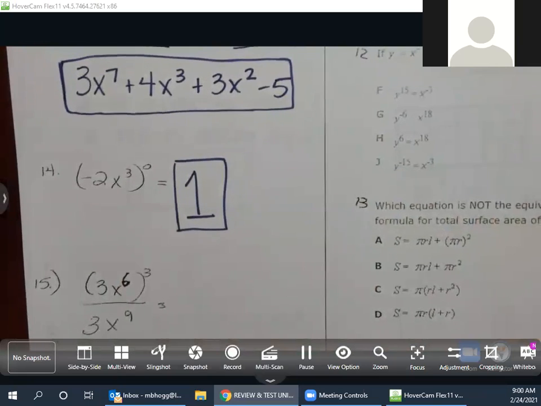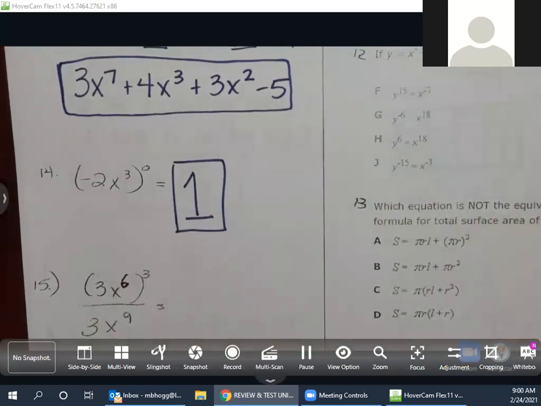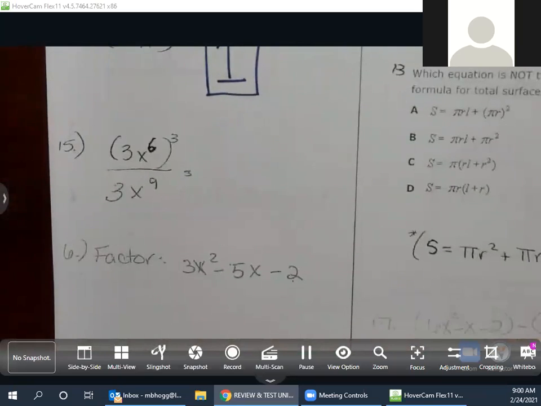Okay, I realized I wasn't going in order. Do y'all want to just do 15 and 16? I just don't, some of y'all might be like OCD about going in order.